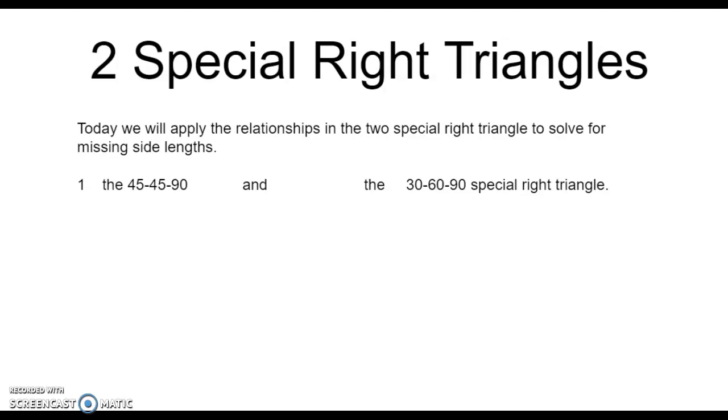Hi, today we are going to apply the relationships in the two special right triangles to solve for missing side lengths. We have two special right triangles, the 45, 45, 90 and the 30, 60, 90 special right triangle.